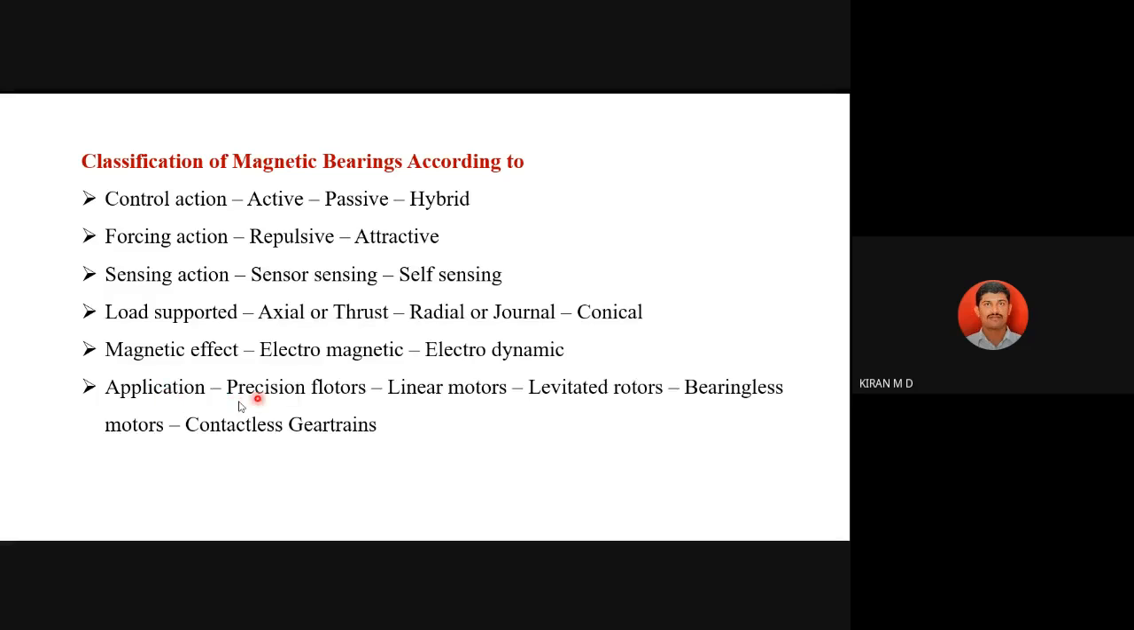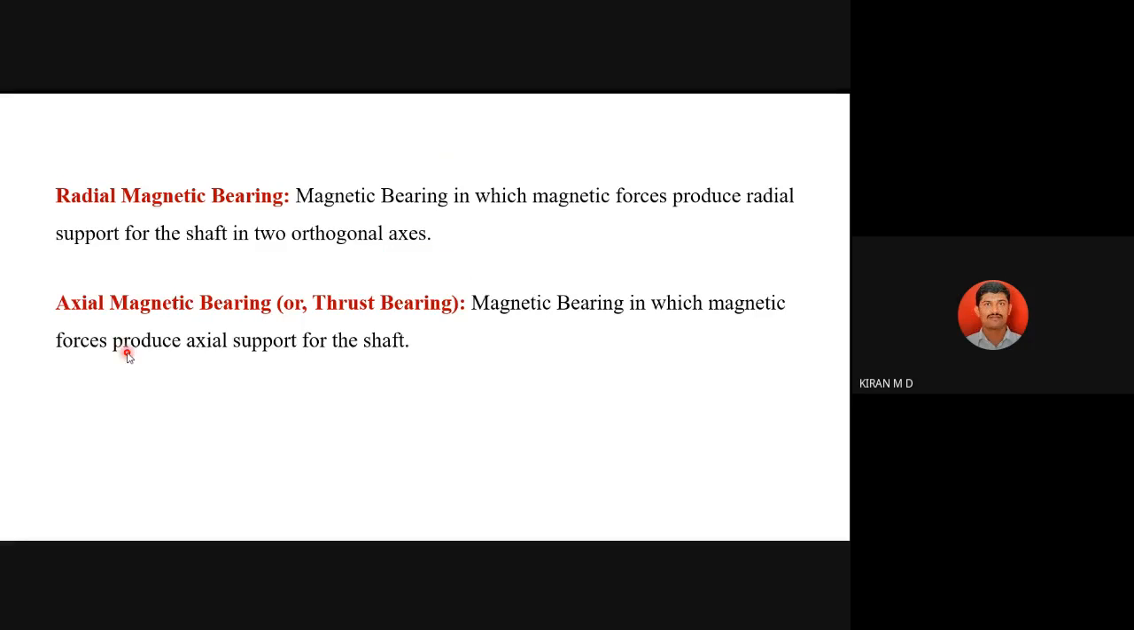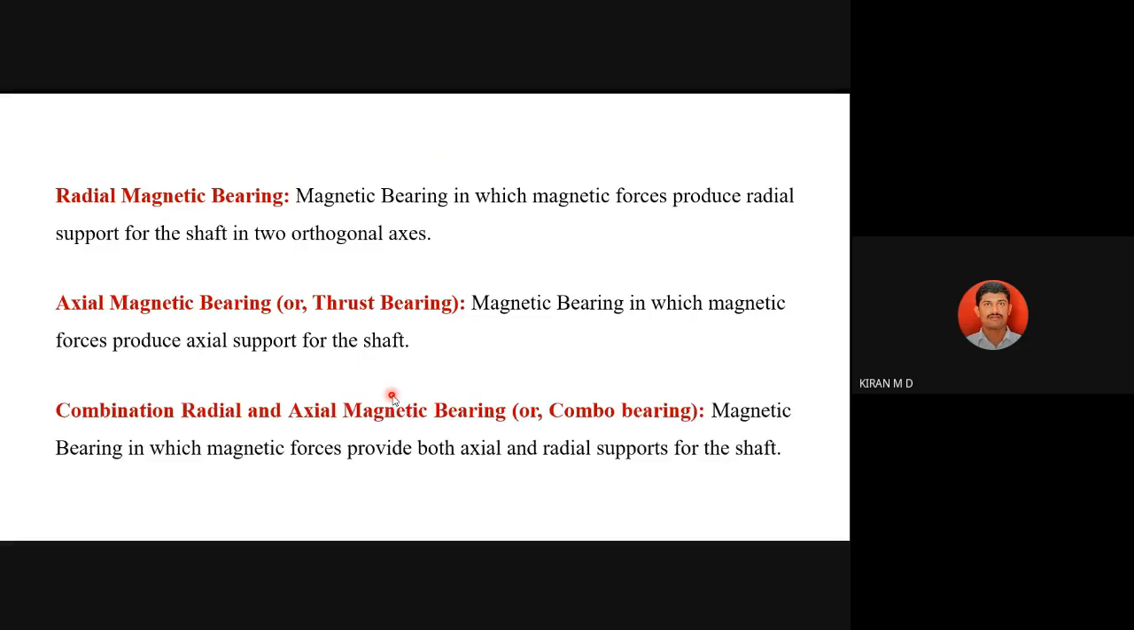So based on the application: precision floaters, linear motors, levitated rotors, bearingless motors, contactless gear trains. Based on that, we are going to classify the magnetic bearings. Here, the radial magnetic bearing is the magnetic bearing whose magnetic force produces radial support to the shaft, in orthogonal axes. The axial magnetic bearing, or thrust magnetic bearing, produces the magnetic force to support the axial load.